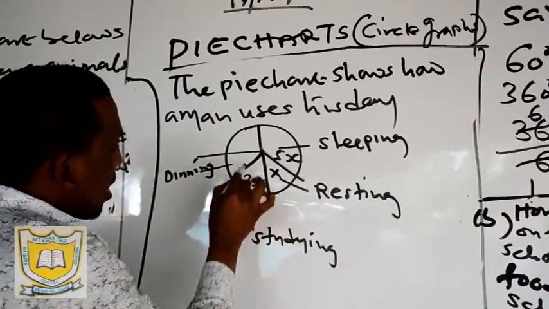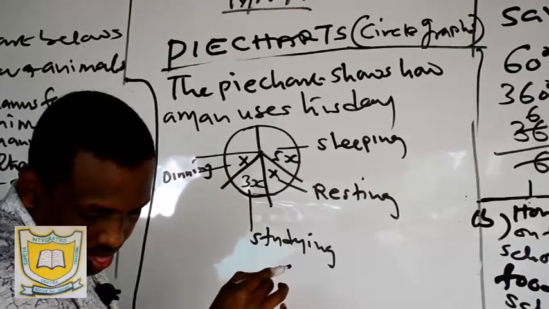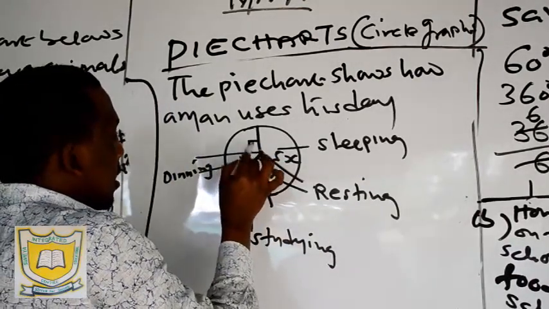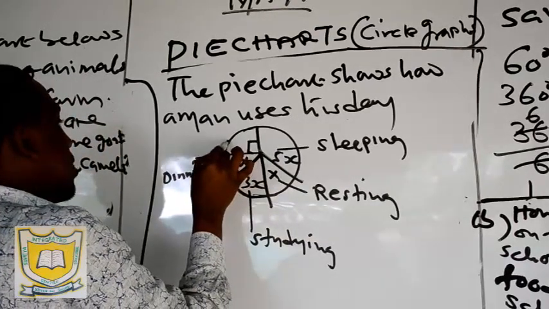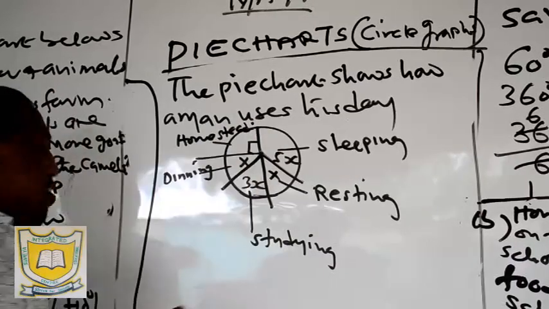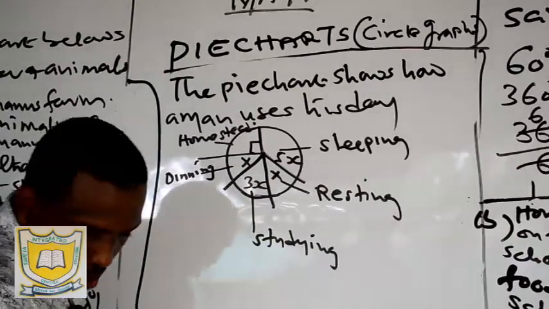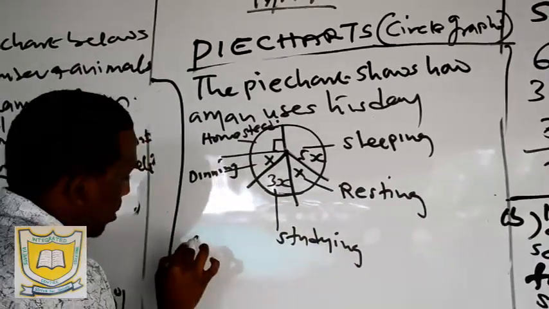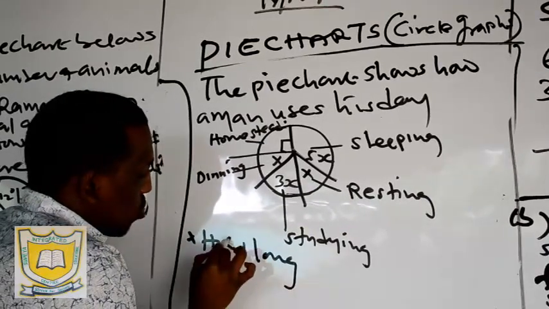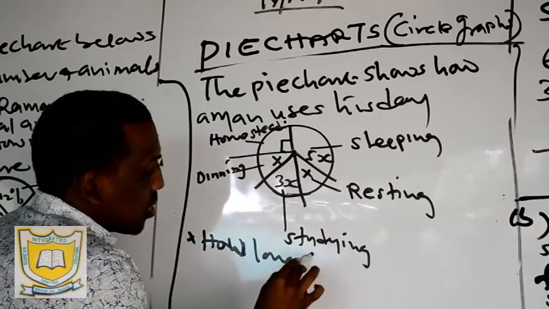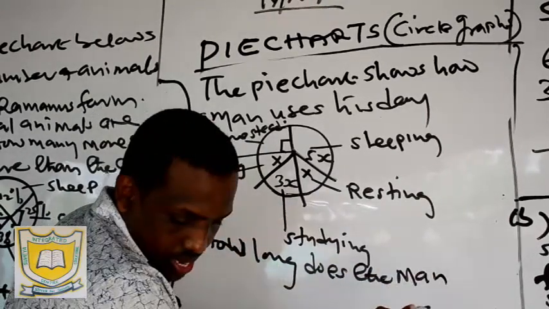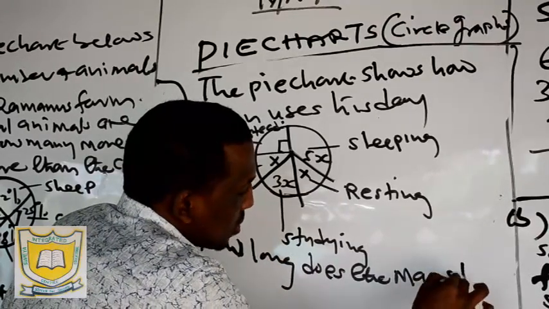Dining, we have x. And then we have homestead. 90 degrees here. This box is 90 degrees. We have homestead. Then the question is asking now, how long does the man sleep?